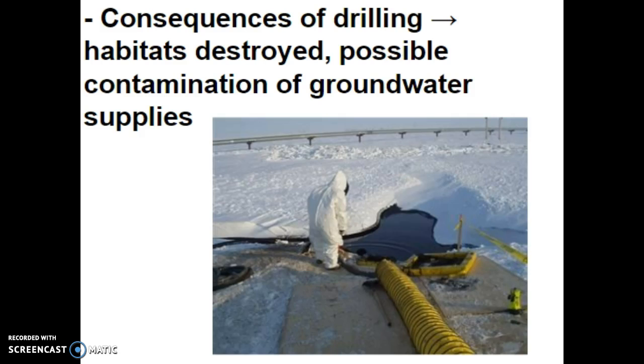Again, there's the concern of the environment. Habitats are destroyed if there is leakage in the oil pipes that are taking the oil from the reserve to the refinery. If those break or become damaged, we can get contamination of groundwater supplies.